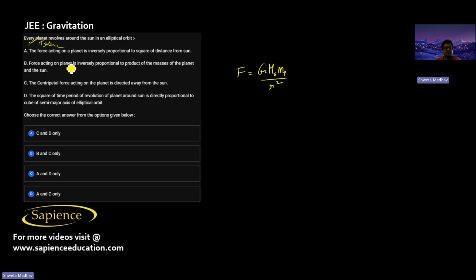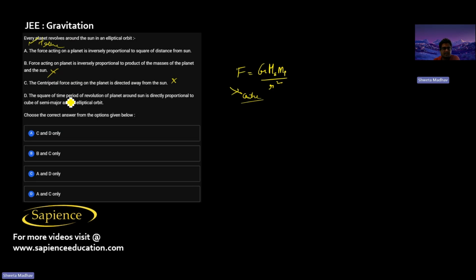Then, the force acting on a planet is inversely proportional to the product of the masses of the planet and the sun, which is false, since it is directly proportional to the product of the masses of the planet and the sun. The centripetal force acting on a planet is directed away from the sun, which is false. Since the centripetal force will act towards the sun, always towards the center of the circular path.